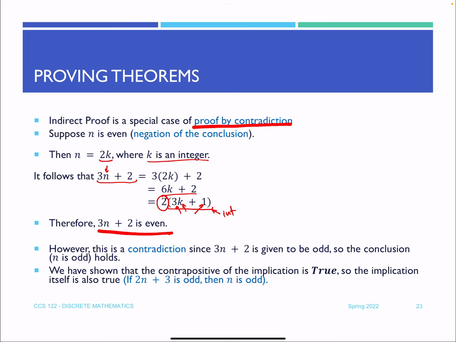However, this is a contradiction since 3n plus 2 is given to be odd. That's the actual statement in the proof that we were trying to prove. So the conclusion, n is odd, holds.